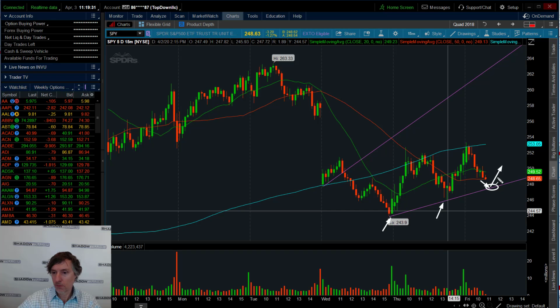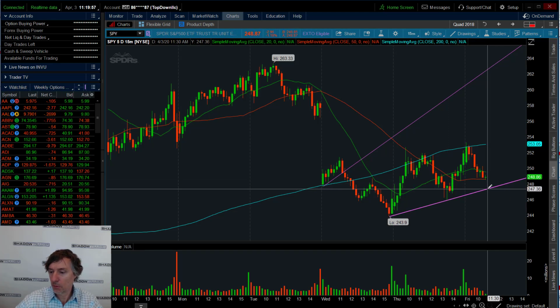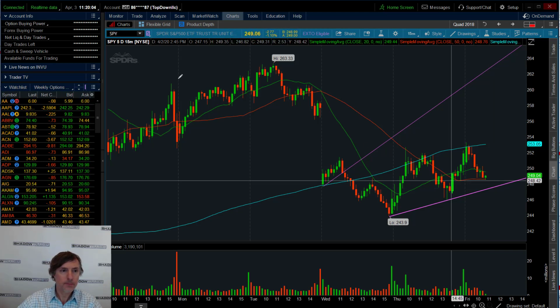And the trade, obviously, would not be to use SPY. The trade would be to use ES futures coming in here into this 247.50 area.